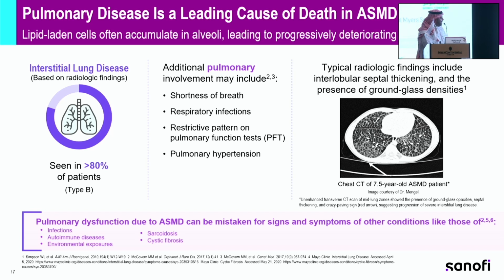Interstitial lung disease can present in 80% of patients, and they present with shortness of breath, repeated chest infections, and they will have a restrictive pattern in the pulmonary function test.